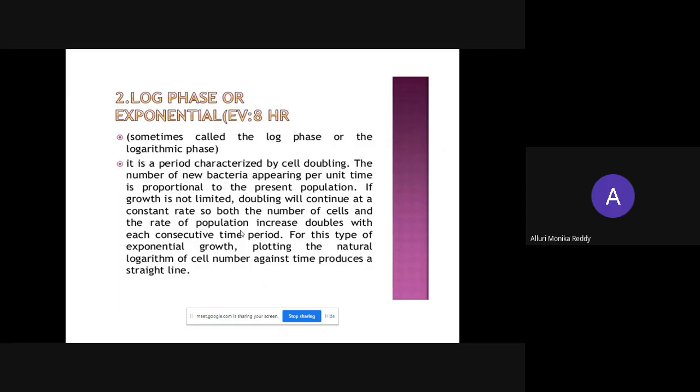The division of bacteria will be proportional to the present population in the media. Are you getting it? The growth is not limited here. The doubling will continue at a constant rate. So both the number of cells and the rate of population increase in this phase. This is nothing but the exponential growth stage, also called the logarithmic phase.